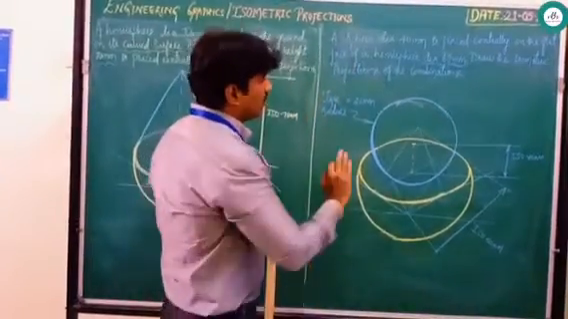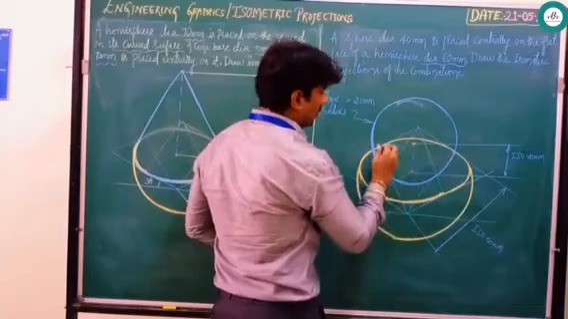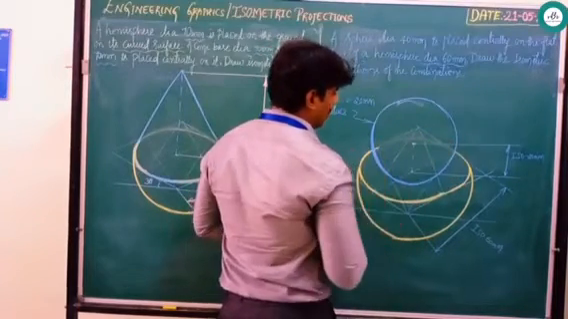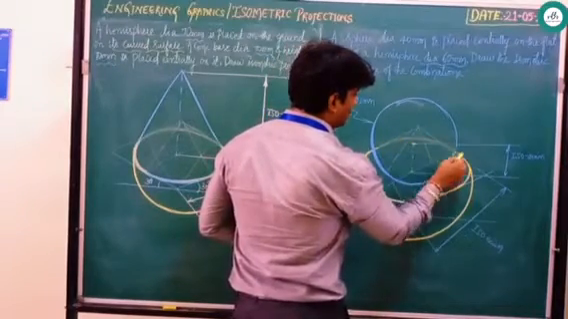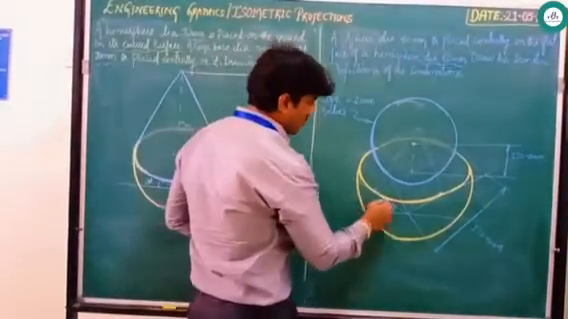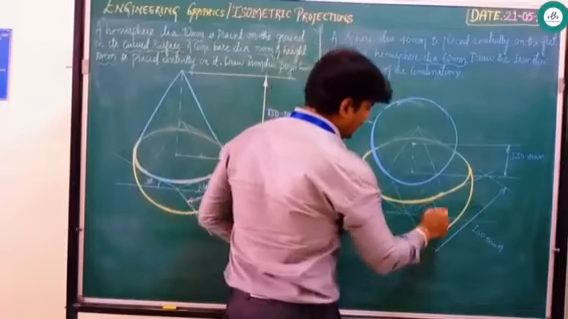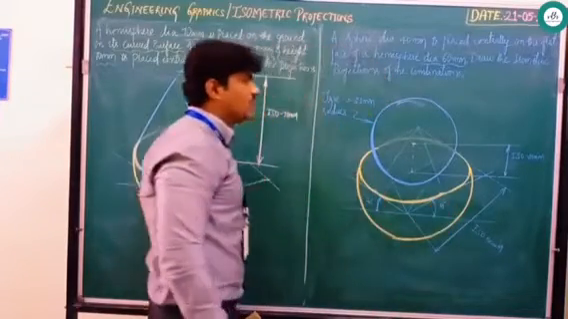Make a note: when a sphere is clearly visible, this portion is not visible. So you can maintain this with a very thin line, or else you can just erase that part. What I am doing is just maintaining it with a thin line. Next, as usual, show this angle. Never forget, this is 30 degrees and this is also 30 degrees. This completes your problem.